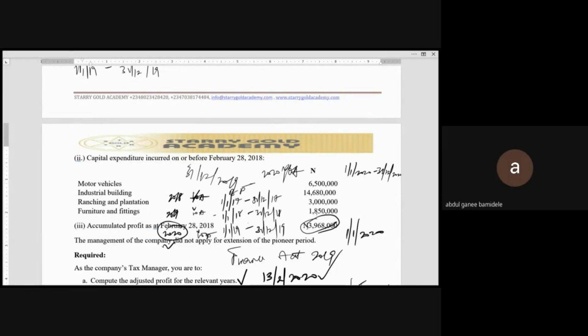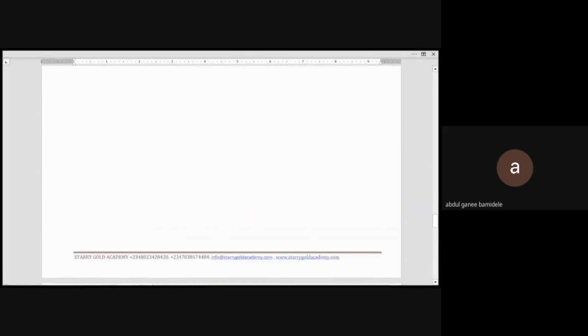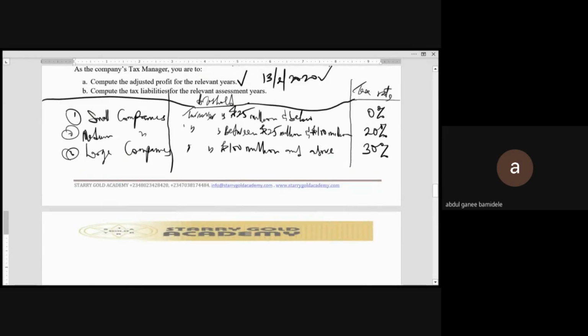Now, the implication of that is, if we are subjecting them to commencement period, in the old rule for commencement period, the implication is that we'll be having the following years of assessment. Okay, we have 2018.